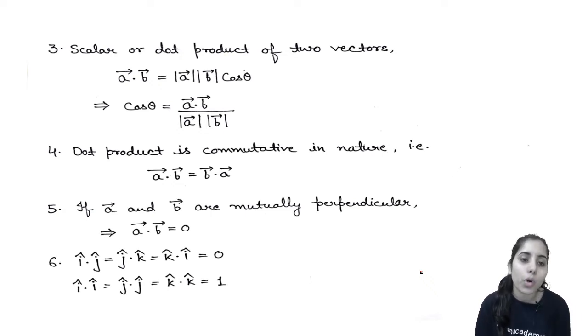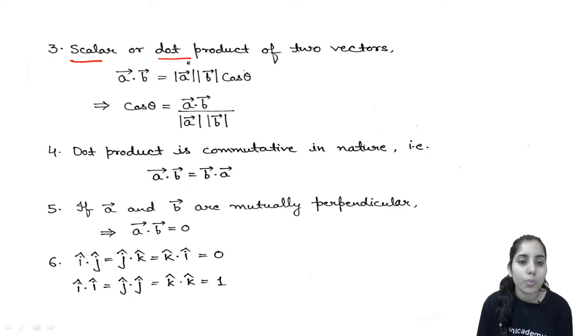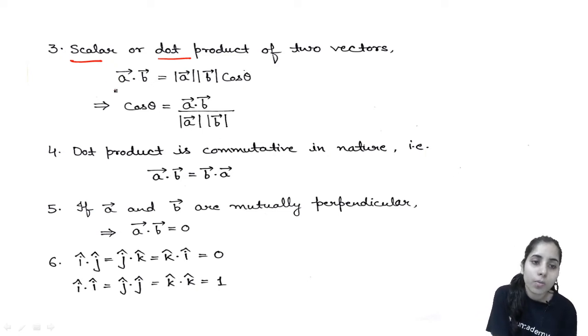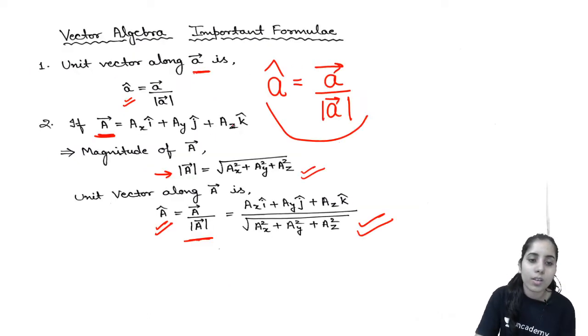Next thing, if we want to find the scalar or dot product of two vectors, how can we find it? This is also known as scalar product or dot product. Clear? So dot product of two vectors, A dot B, will be equal to magnitude of vector A and magnitude of vector B and cos theta, where theta is the angle between A and B vectors. If you want to find the cos theta value, you can write the formula as A dot B upon magnitude of vector A and magnitude of vector B. Yes, Devajani, here is the previous slide.